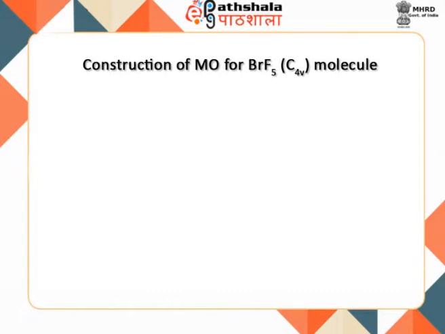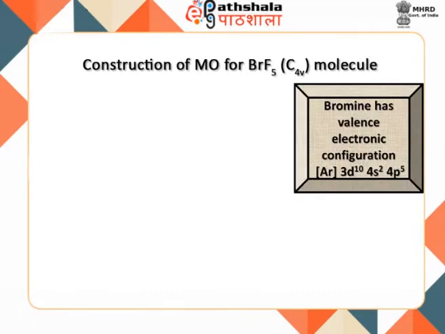Let us now start with the formation of molecular orbitals by taking a few examples. The first example taken into consideration is the molecular orbital for the BrF5 C4v molecule. As we are already aware of the sigma bonding hybridization for this molecule, we will discuss the formation of molecular orbitals and the energy level diagram for the same.